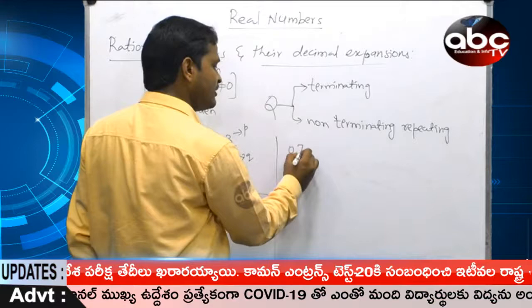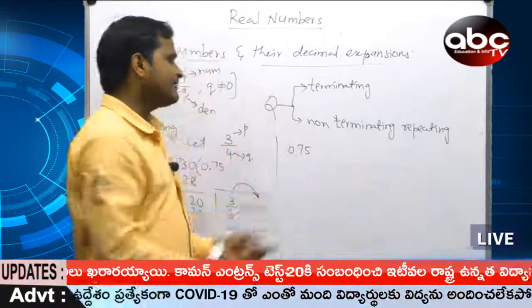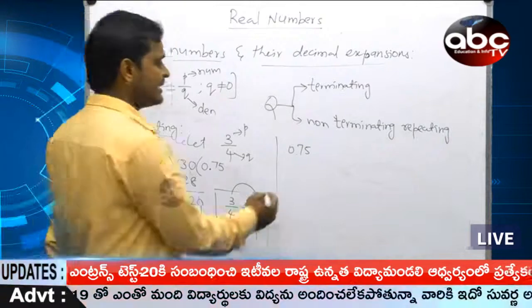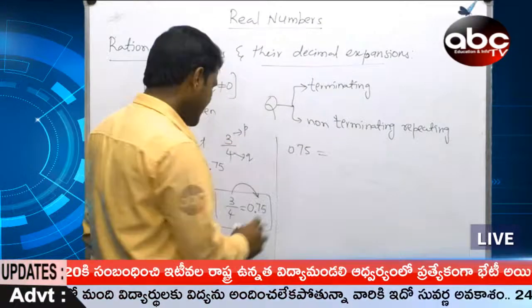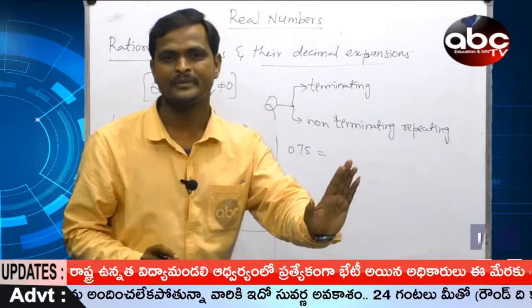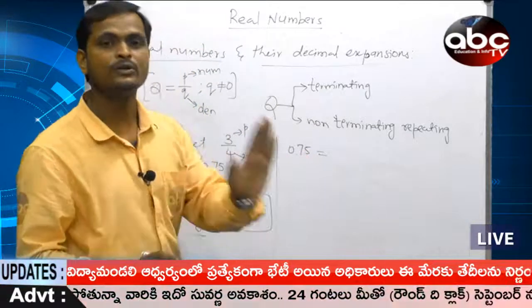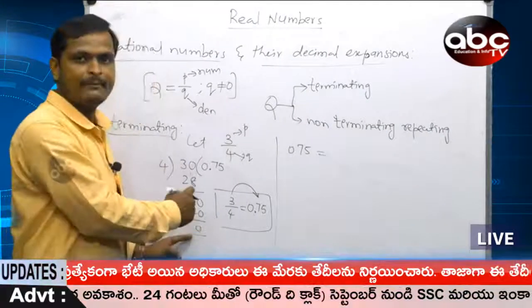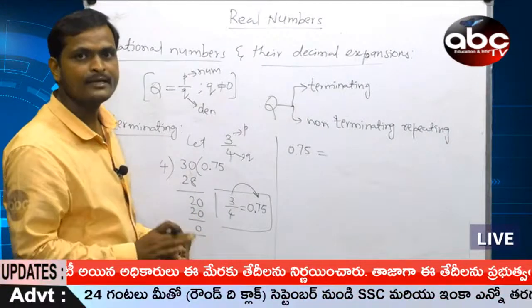Already you know, take 0.75. What is that P by Q value? 3 by 4. You can take, see here, terminate. What is the meaning of terminate? To stop. Terminate means to stop. Then in the division process, when we get remainder 0, then the process will be stopped.